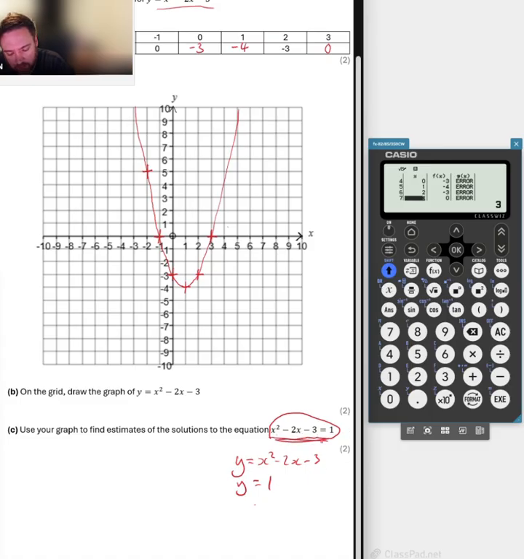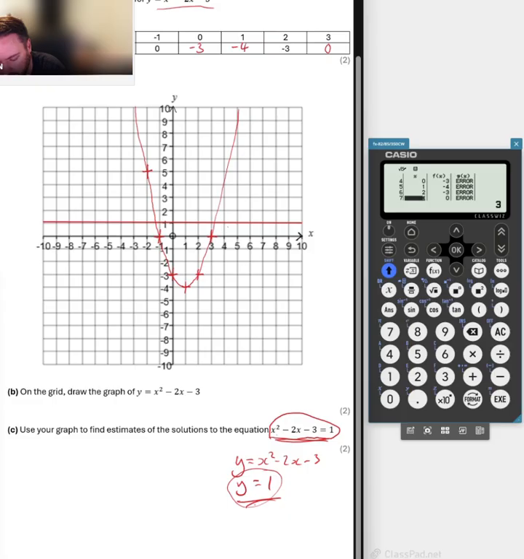So if the solutions to this are where they cross, we need to draw the graph y equals 1. y equals 1 is a horizontal line that goes through 1 on the y-axis. The reason for that is that along that line, well, that's not very straight, along that line are all the points whose y-coordinate is 1. And that's essentially what that's saying.